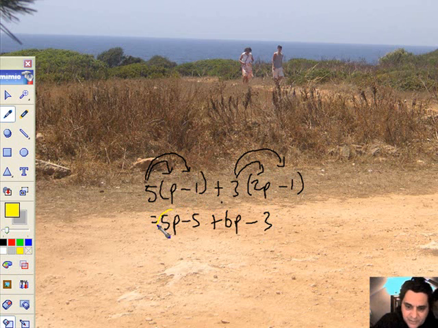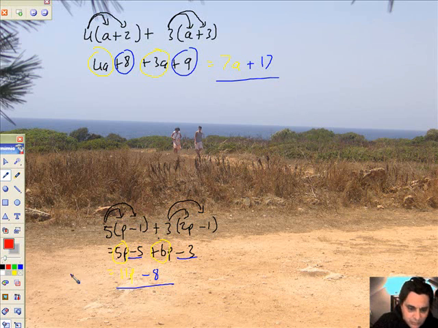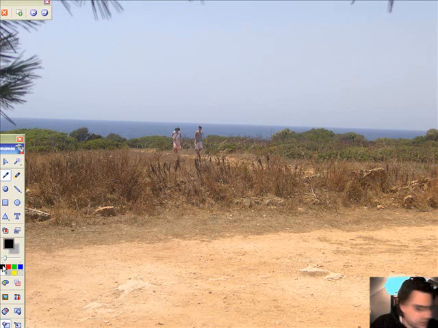Collecting the like terms, we've got 5P plus 6P, and that gives us 11 lots of P. And here we have minus 5 minus 3. That will give us minus 8. So the final answer is, oops, it's gone red there. The final answer is 11P minus 8. Alright, next part, next question. Let's just jump a few.